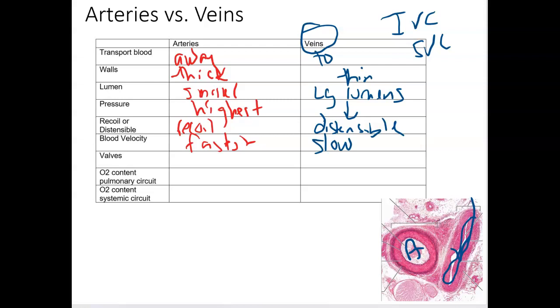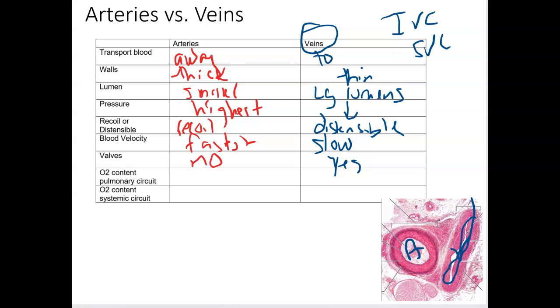Do you remember what I told you the slowest was? Capillaries. Remember, capillaries have the very slowest because they're the exchange. Valves, they're found in veins. They are not found in arteries.